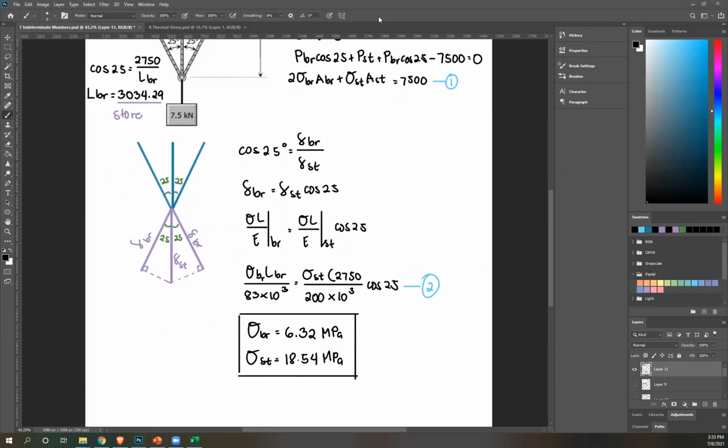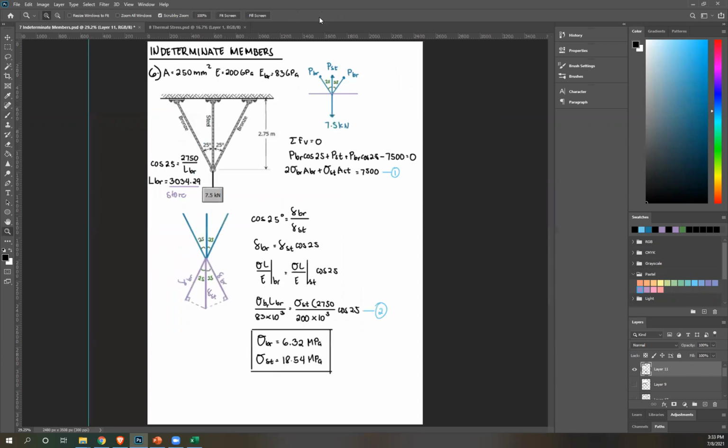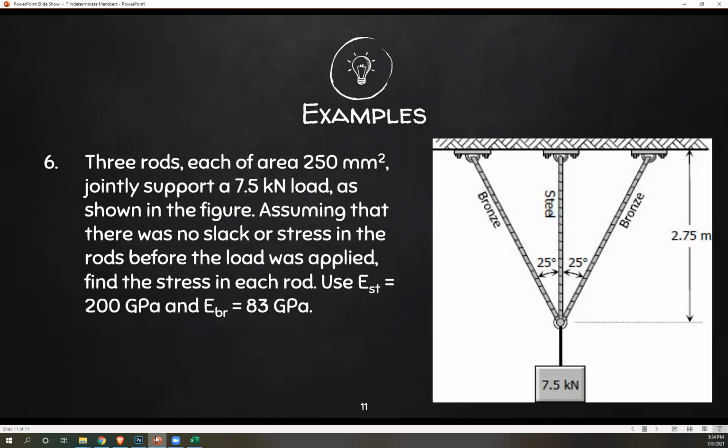Any questions for number 6? Please answer in the chat. Okay, since you don't have any questions, that ends our topic for indeterminate numbers.